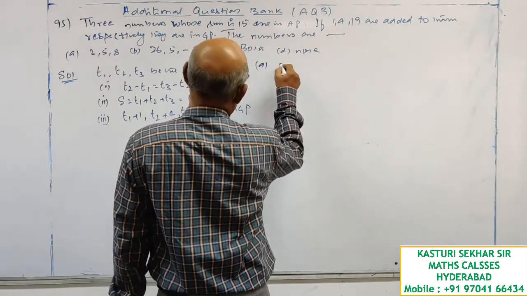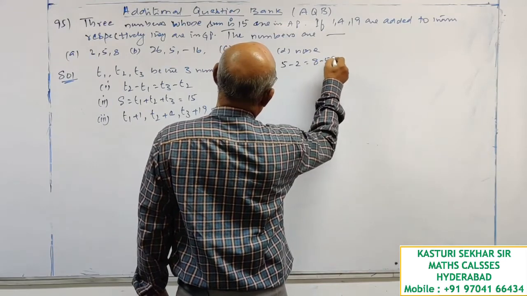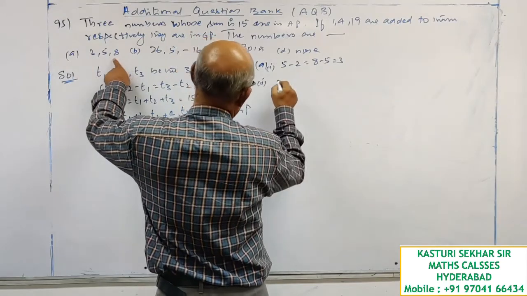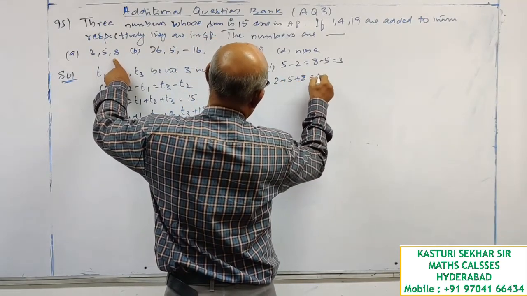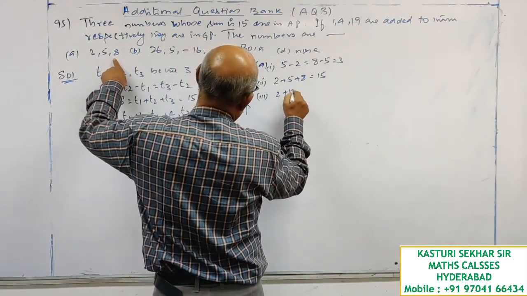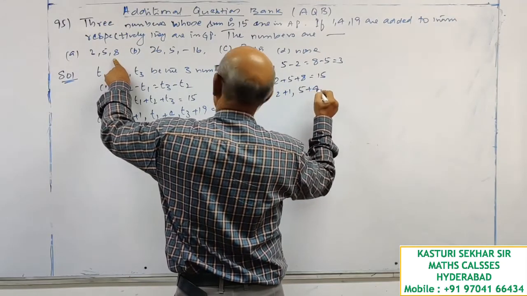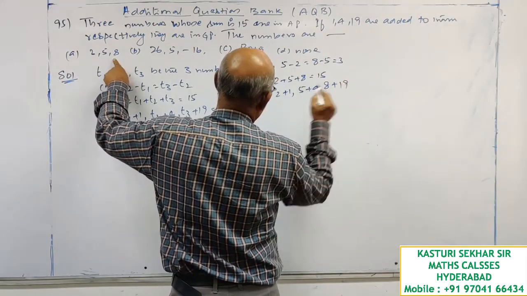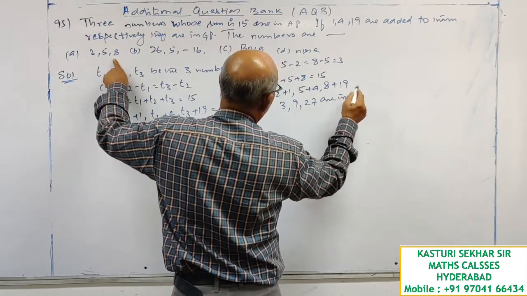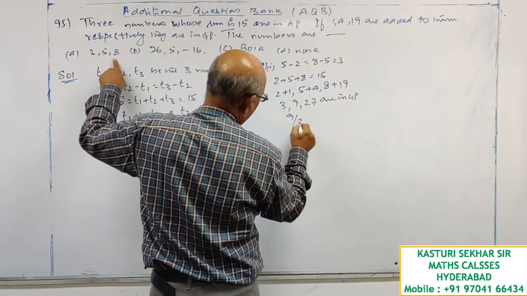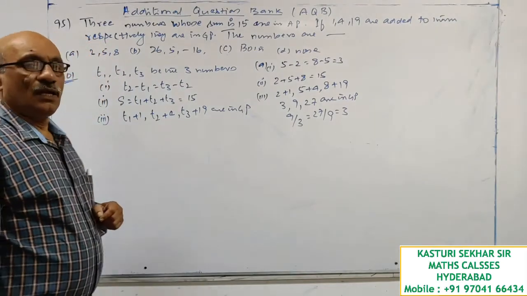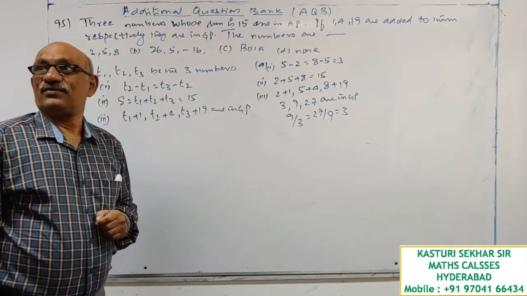Let us see option A. 5 minus 2 is 8 minus 5, this is 3. First condition satisfied. Second condition, 2 plus 5 plus 8, 15. Second one also satisfied. Third one, 2 plus 1, 5 plus 4, 8 plus 19. 3, 9, 27 are in GP. Verify common ratio: 9 by 3 is equal to 27 by 9 is equal to 3. Therefore, option A is the answer at this stage.